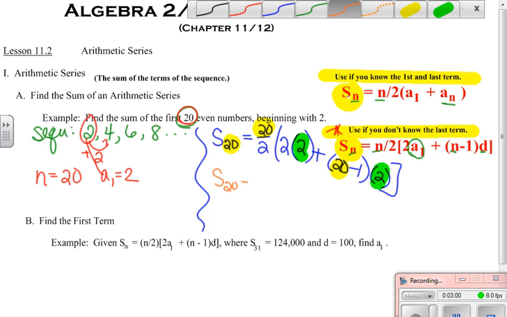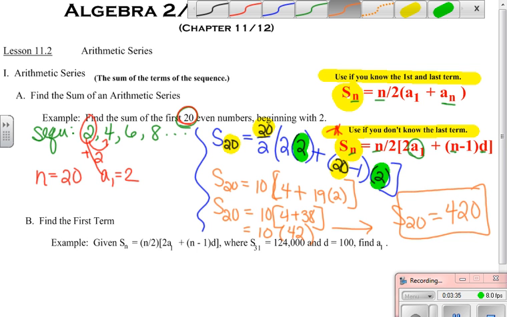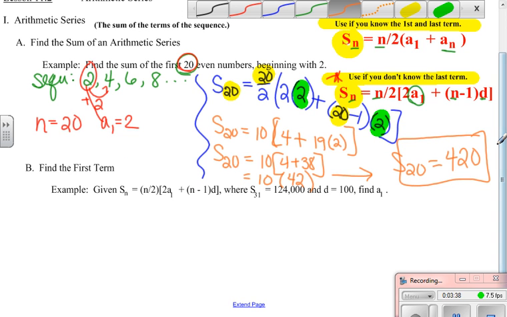S of 20 is equal to 10 times 4 plus 19 times 2. S of 20 is equal to 10 times 4 plus 38, which is 10 times 42. So the sum of the first 20 even numbers is 420. And so that is how you use the second formula. First one obviously works a lot the same.